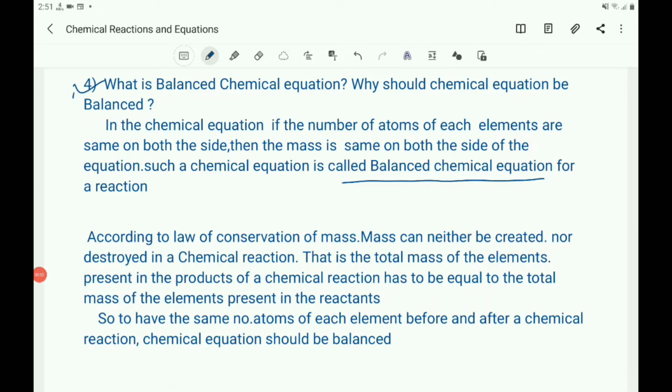According to law of conservation of mass, mass can neither be created nor destroyed in a chemical reaction. That is, the total mass of the elements present in the products has to be equal to the total mass of the elements present in the reactants. So, to have the same number of atoms of each element, the equation should be balanced.